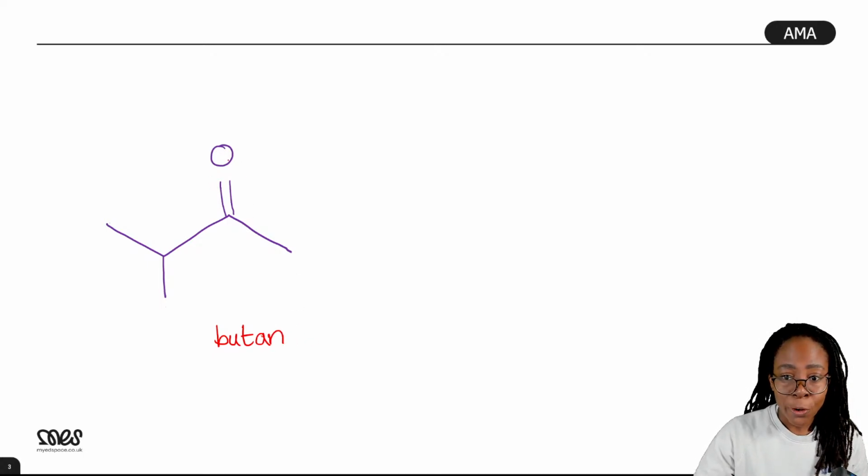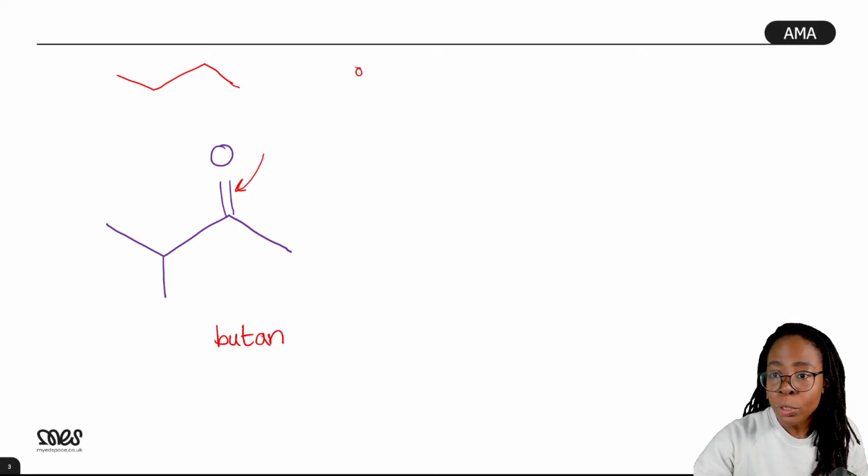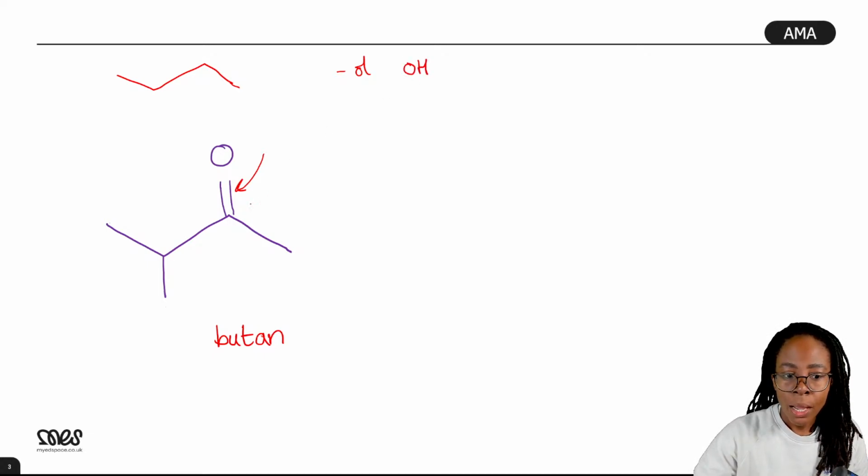Now we need to look at our functional group. We have this carbonyl group, C double bond O. What would we call this functional group? When we've got a C double bond O, so a carbonyl group that's in the middle of our chain, we call this group not an ol. An ol would be OH. A C double bond O, this is called a ketone. So it ends in -one, absolutely.